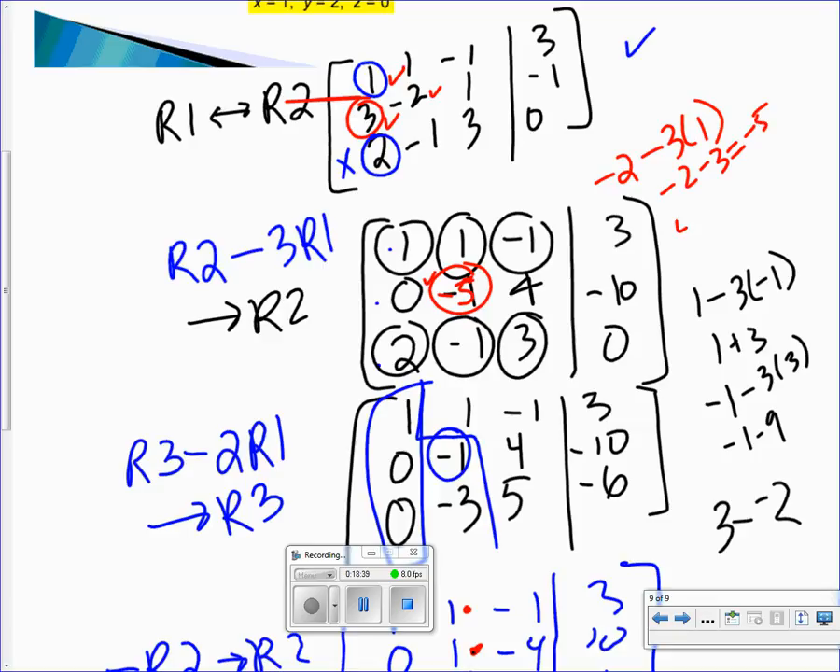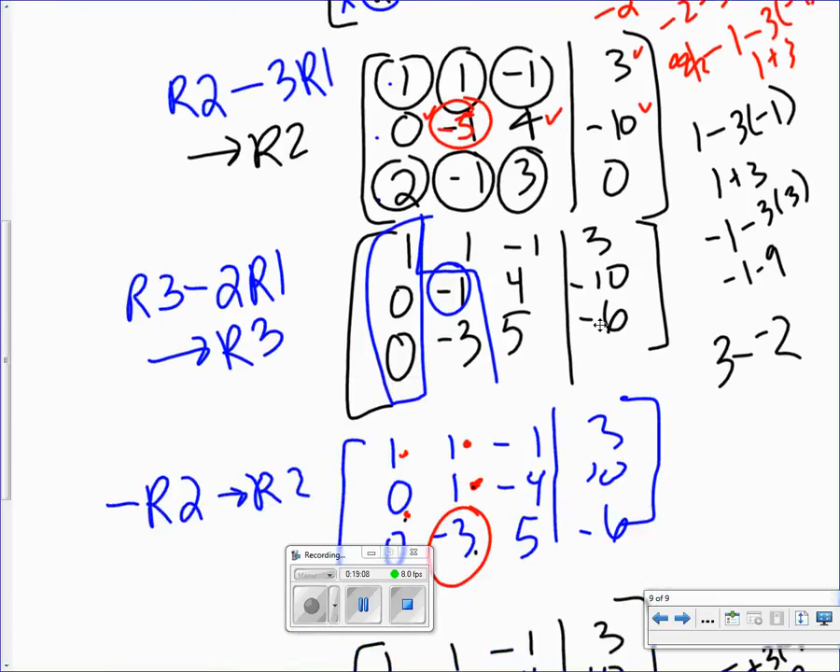Minus, oh no, not 4, sorry. Going back up here, 1 minus 3 times negative 1. That's 1 plus 3, that is 4, that's right. And then negative 1 minus 3 3s, that's negative 1 minus 9, that is negative 10, so that's right. Okay, so it looks like the only mistake I've made is that number right there.